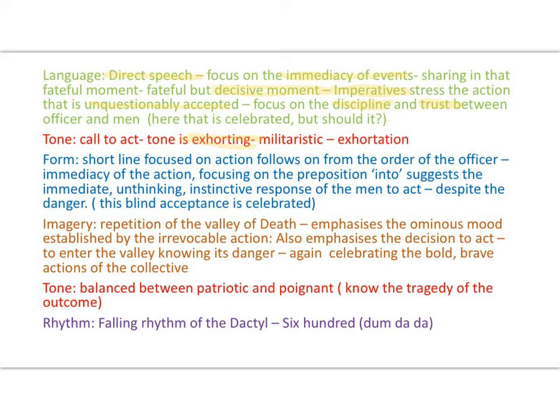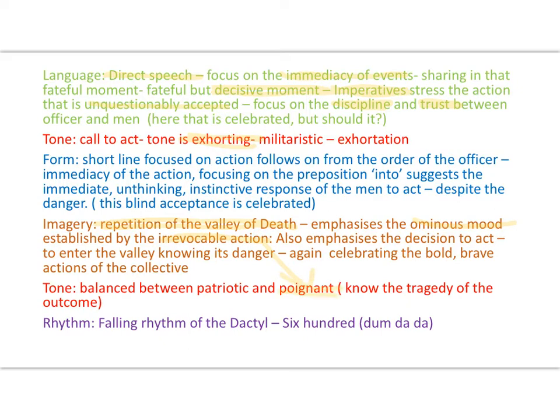The imagery being used in the first stanza is again a repetition of that imagery of the valley of death. We've talked about that and how it creates this ominous mood, but what it also does is let you know that this is an action that cannot be stopped. It's irrevocable. Nothing can stop this now. And even though we know how it's going to end, these men are decisive in their action. Because it's irrevocable, because we know how it's going to end tragically, that creates a poignant mood.